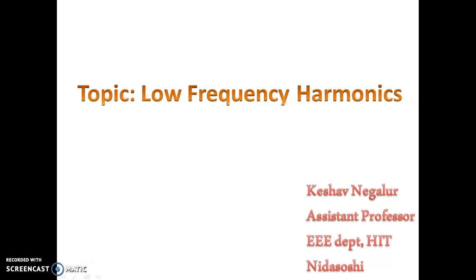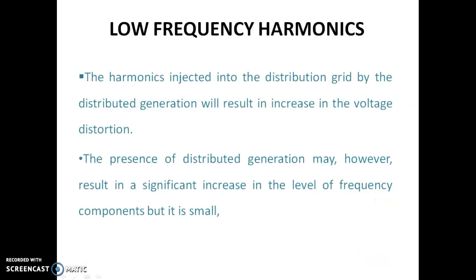So today's topic is low frequency harmonics. Distributed generation does not produce a completely sinusoidal current waveform, just like the majority of other equipment. The harmonic injection into the distribution grid by the generator will result in some increase in the voltage distortion.